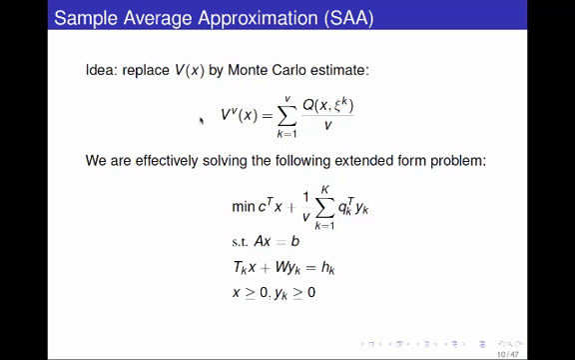Again, it's a different problem if you think about it. If I replaced here this term with the true transition probabilities, that's one problem. Whereas if I'm replacing with a bunch of Monte Carlo samples, it's something different. But asymptotically, it's the same problem.